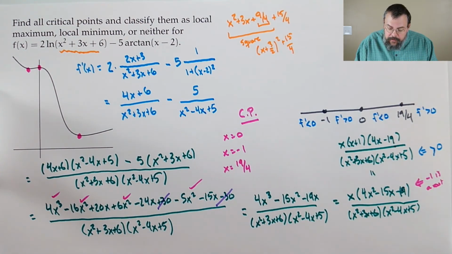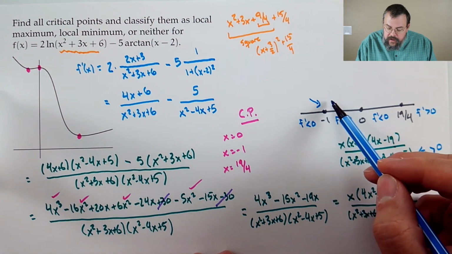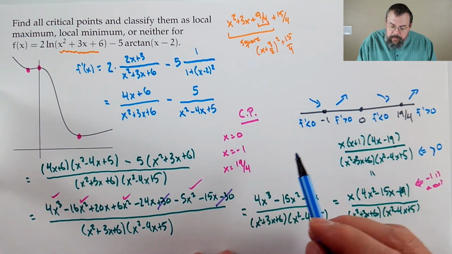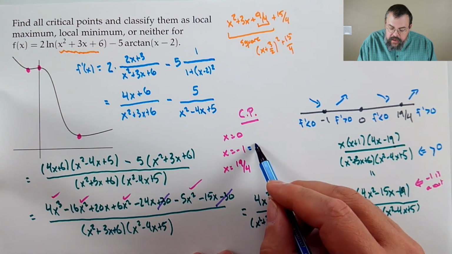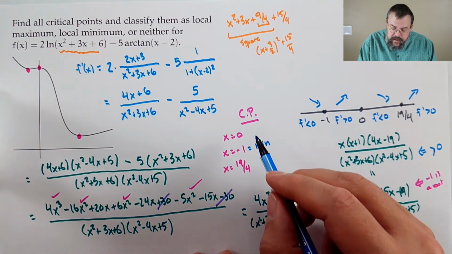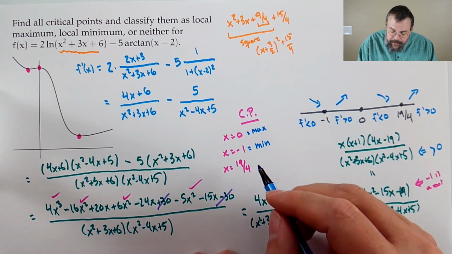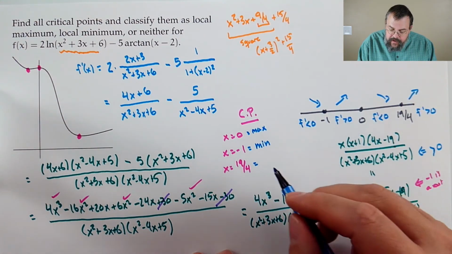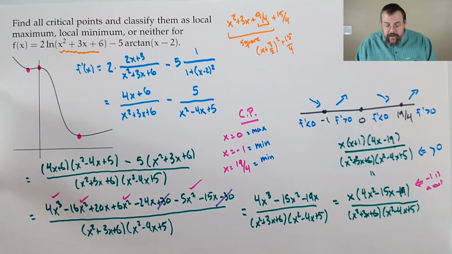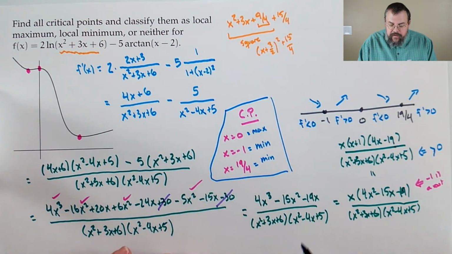So we can now say, hey, we are doing what? We're going down, then we're going up, then we're going down, and then we're going up. So negative 1 is a min: down, up. 0 is a max: up, down. And 19 fourths, our really peculiar thing, is another min. We went down, up. All right, and that's it. That was our goal. Classify the critical points and find them all.